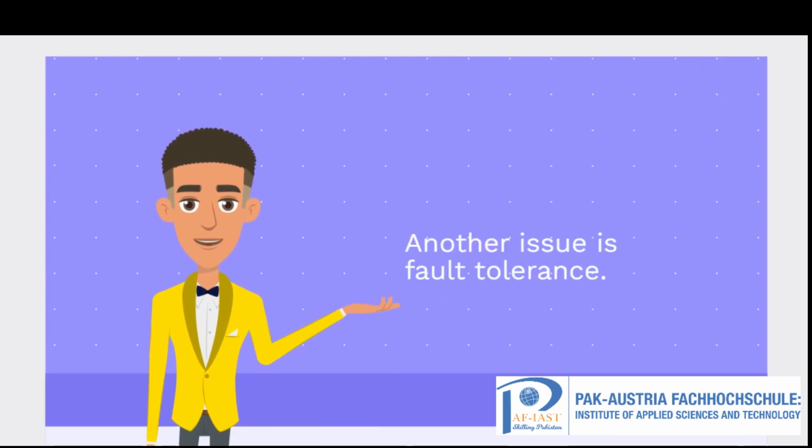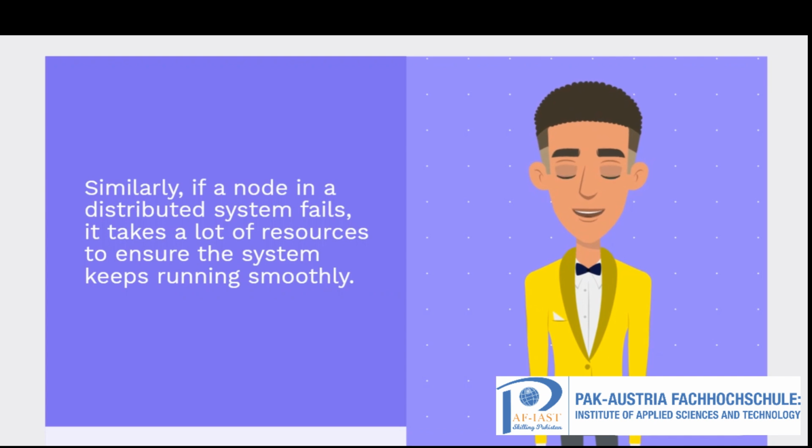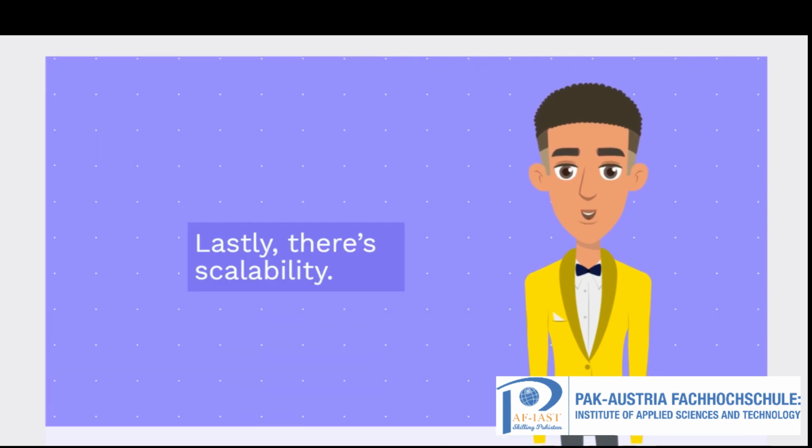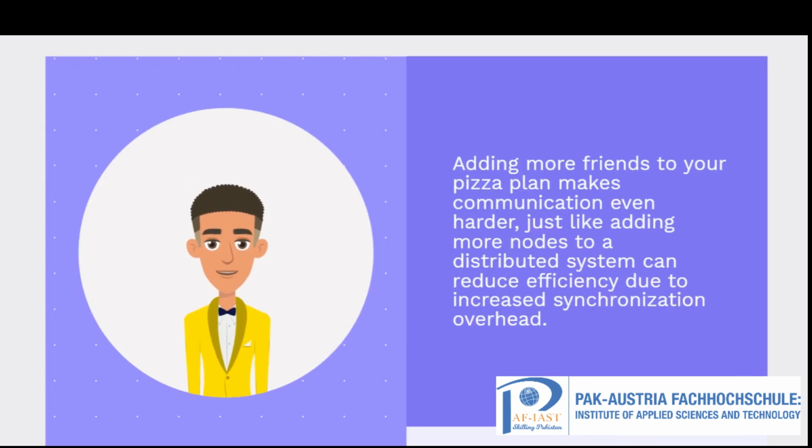Another issue is fault tolerance. If a person forgets their task, the whole plan might fall apart. Similarly, if a node in a distributed system fails, it takes a lot of resources to ensure the system keeps running smoothly. Then there's scalability. Adding more friends to your pizza plan makes communication even harder, just like adding more nodes to a distributed system can reduce efficiency due to increased synchronization overhead.